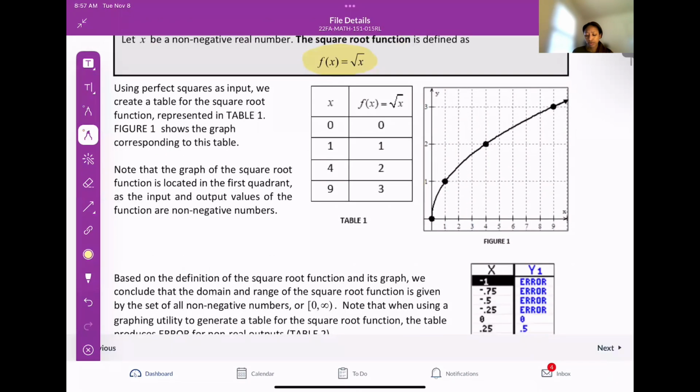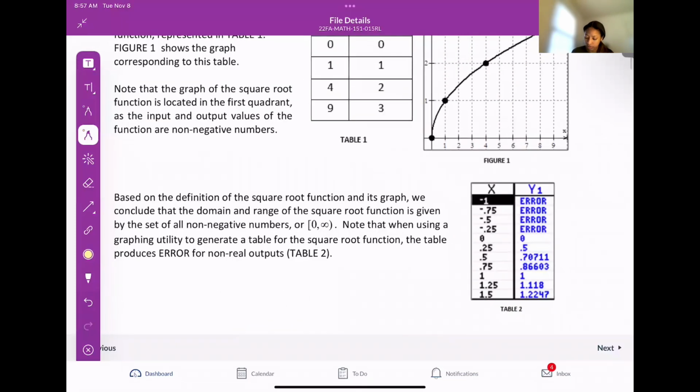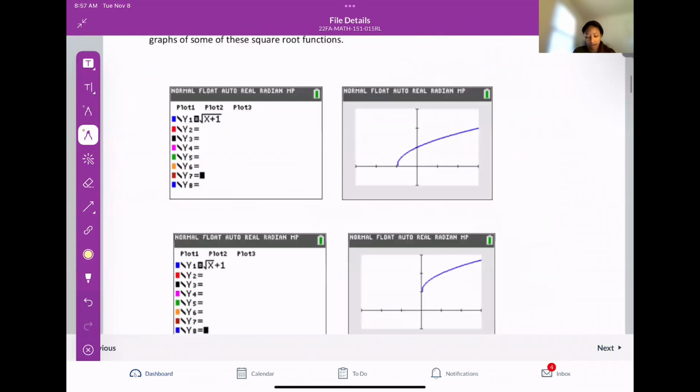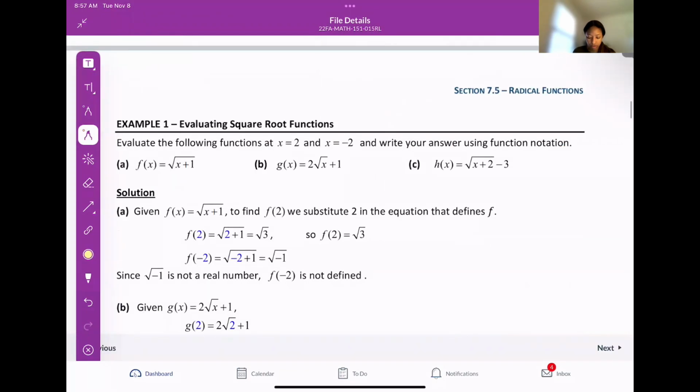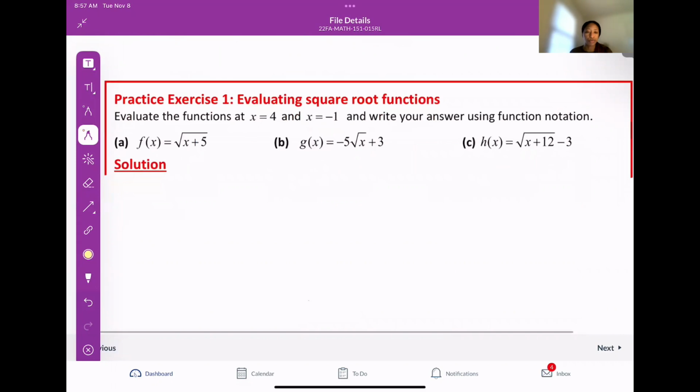The graph of the square root function is shown there in figure 1. And then, as I mentioned, if you try to take the square root of a negative number, as we see here in the table, your calculator will just say error, error, error. That's because the square root of a negative number is imaginary. It's not a real number. And we haven't talked about imaginary numbers yet. All right, I'm just going to jump down to the first section where we practice evaluating square roots.